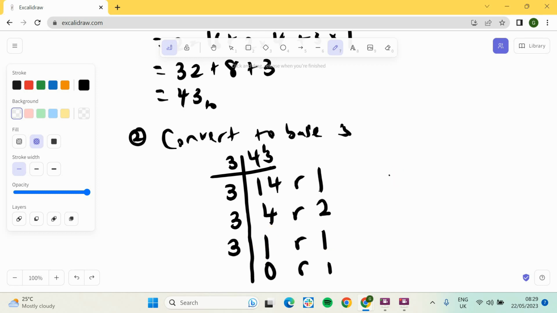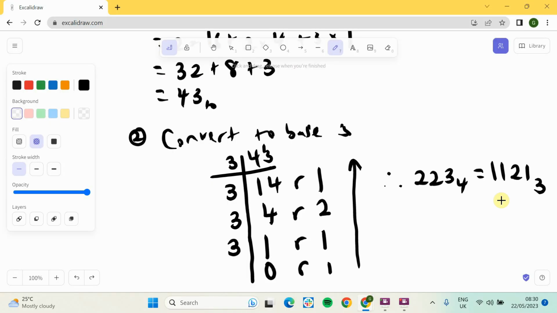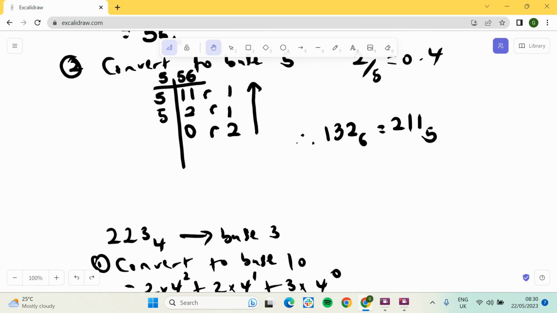So therefore, 223 in base 4 is equal to, we go from bottom to top, right? That is equal to what? 1121 in base 3. Now let's see if our answers are correct. So the answer is 211 in base 5. Was that what we got? I remember that particular answer. Yes, 211 in base 5. Yeah, so this is correct, right?